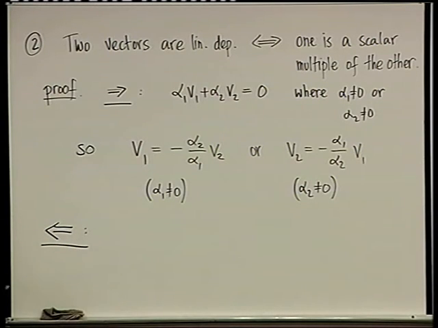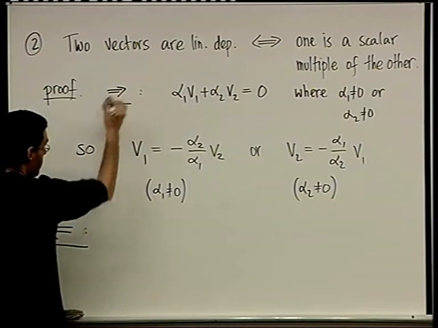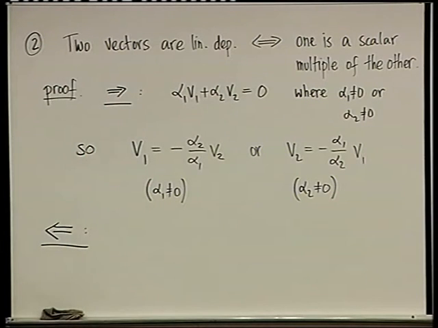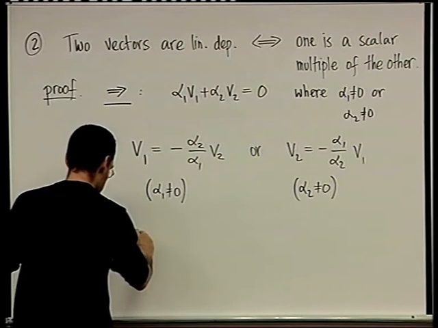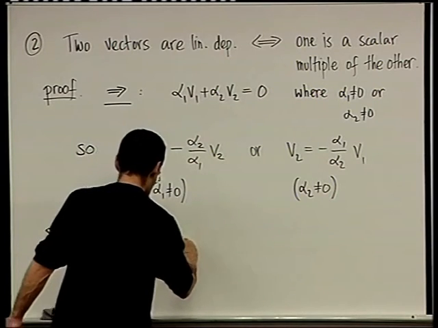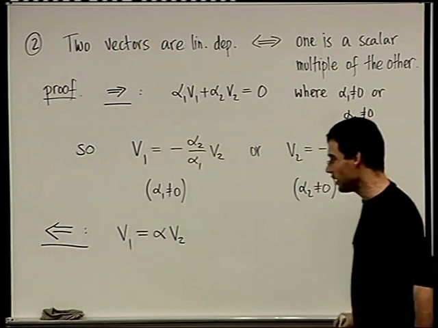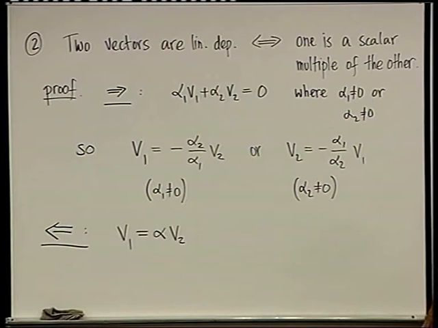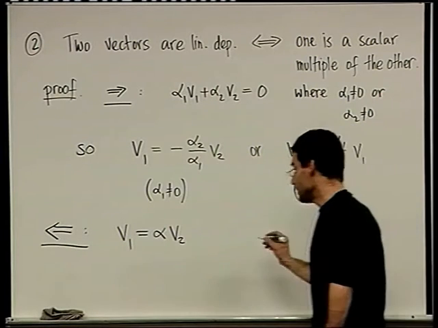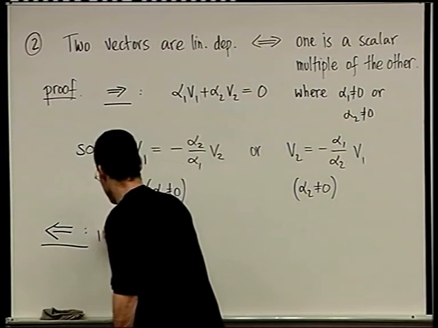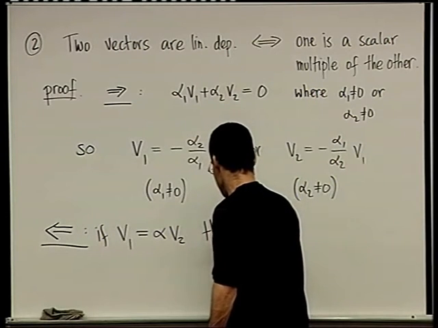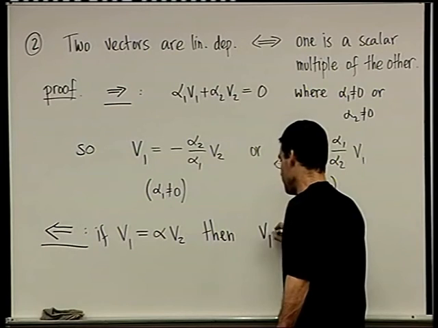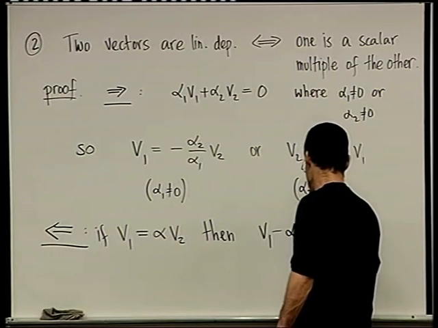Assume that one is a scalar multiple of the other, and show that they're linearly dependent. So what does it mean that one is a scalar multiple of the other? If v1 equals alpha v2, that's what it means, right? Then v1 minus alpha v2 is 0.